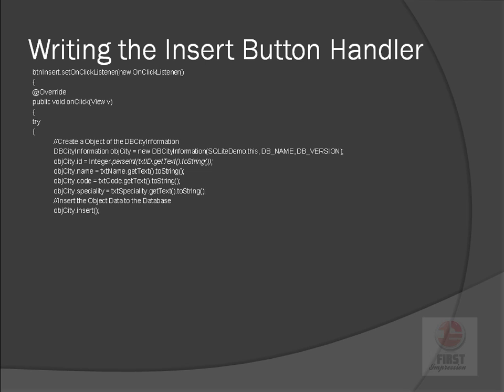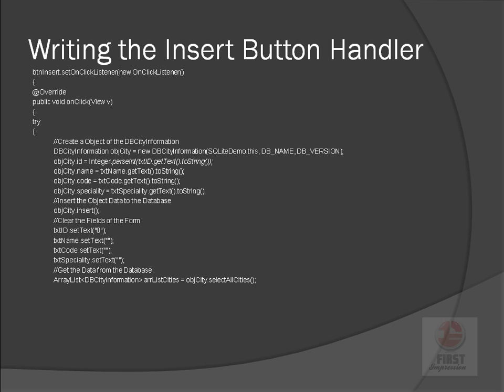Once you insert this, at that time, because there are some insertions going inside the database, you want to reflect all those insertions inside your list view. To do that, you will be actually clearing the fields first, then you'll be getting all the records from database by saying objCity.selectAllCities. Once you get all the records, then you will simply set the adapter of the list view to the array list as we had done in the previous slide as well.